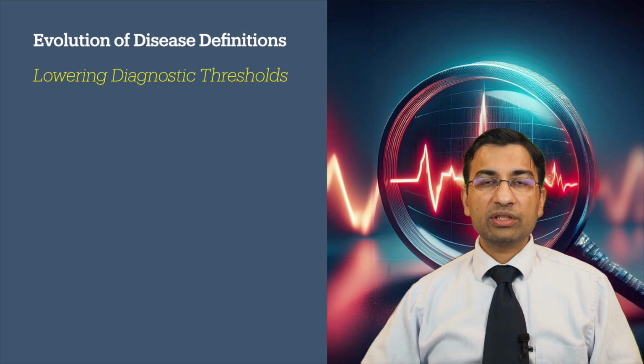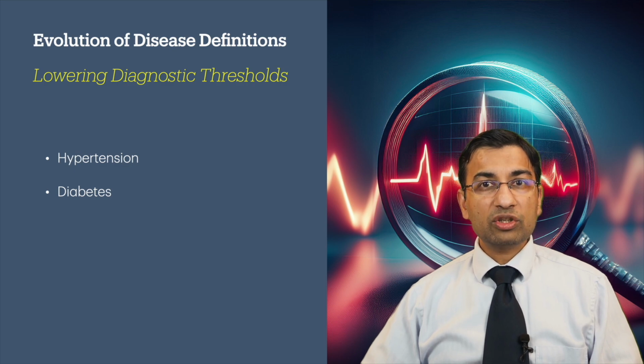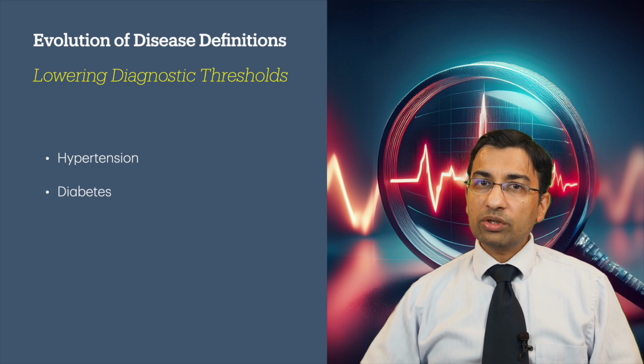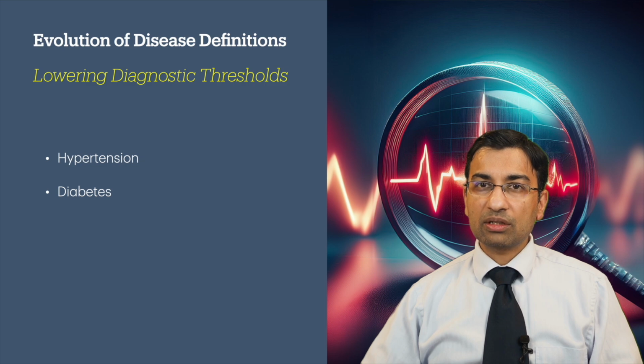Another way disease definitions change is by lowering the thresholds for diagnosing a disease. For example, the definitions for hypertension and diabetes have shifted over time, with lower blood pressure and fasting sugar levels now being used to classify these conditions. That means more people are diagnosed with hypertension or diabetes than before because of these lower thresholds. The goal of lowering the diagnostic thresholds is to prevent or delay future symptoms and disabilities.